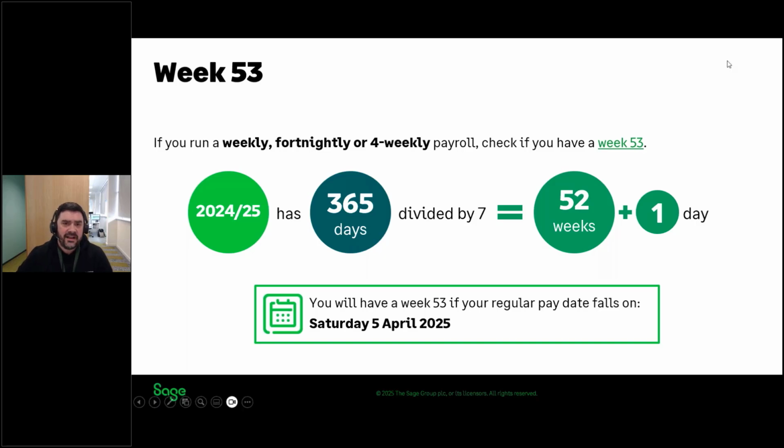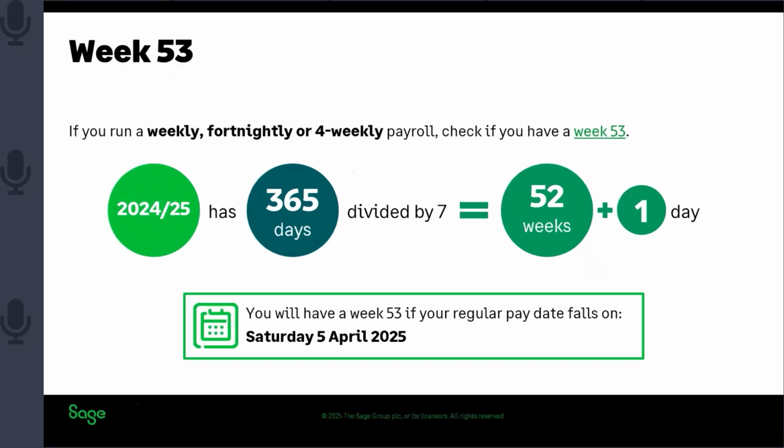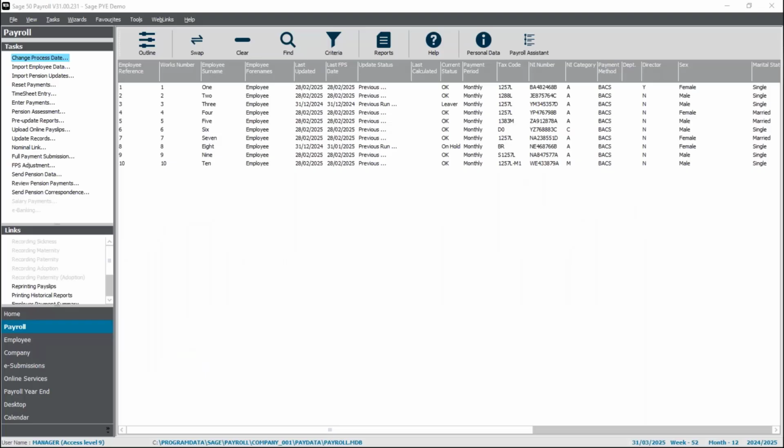So hopefully you now know whether you have a week 53 or not. And we're now going to move on to processing the final period of the year. So I'm just going to bring the slides down at this point, and we're going to jump into payroll for a demo. Now, in my example, I pay my staff monthly, so I don't have a week 53.